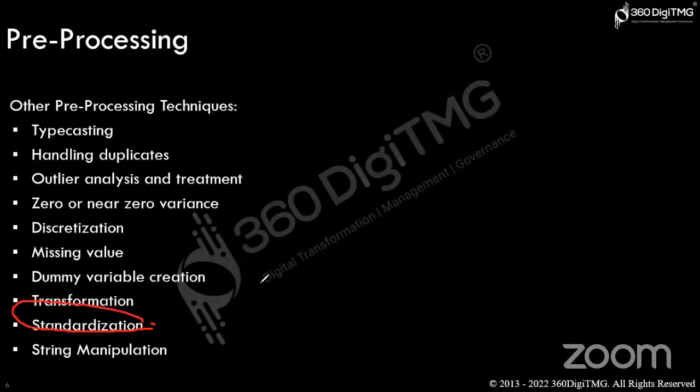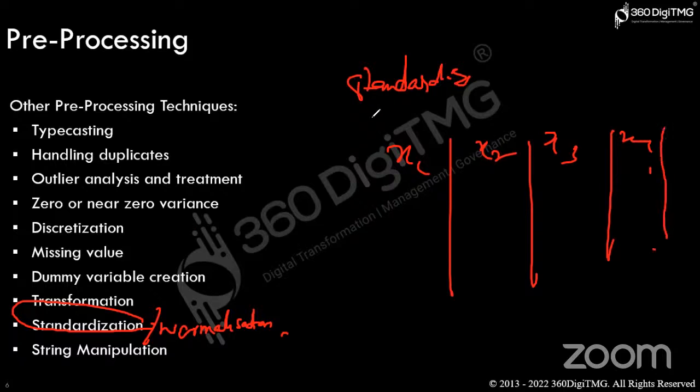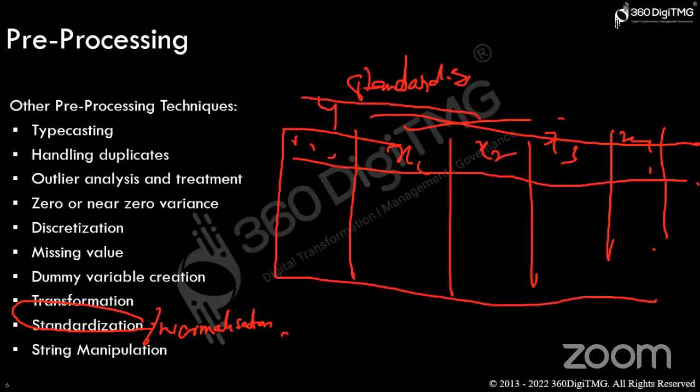Standardization. We have standardization and we also have normalization. So what is normalization and standardization? Let's say we have x1, x2, x3, x4. These are the features in your data frame, and you have the output, y. This is your data frame.